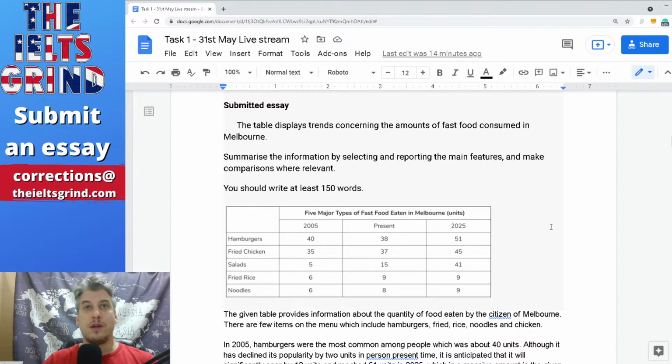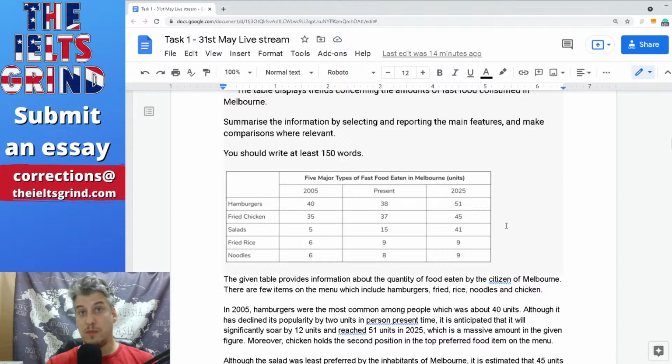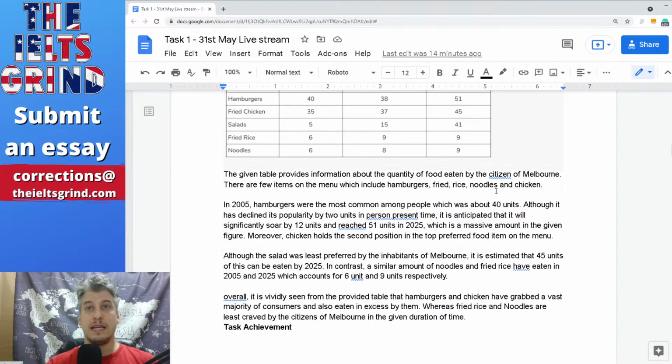Okay, so let's go through this bit by bit. This is the question, and here is the sample answer that Nazrin gave to us.